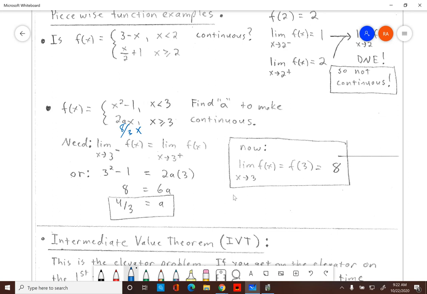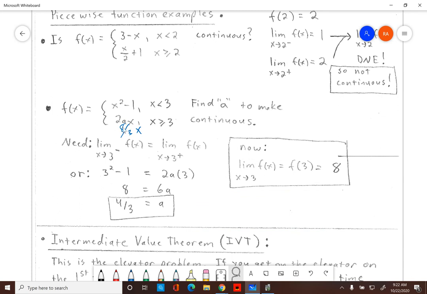And then if you check, so the limit value, if I plug in 8/3 ... from the left, that's 8/3 squared minus 1, which is 64/9 minus 9/9, equal to 55/9. Oh, that's not true. I am sorry. I'm putting in the wrong number. Let me erase all that.